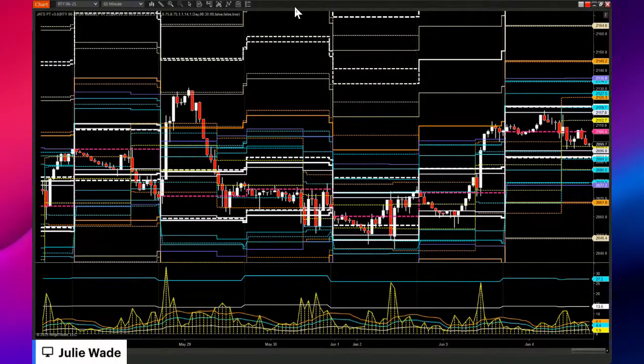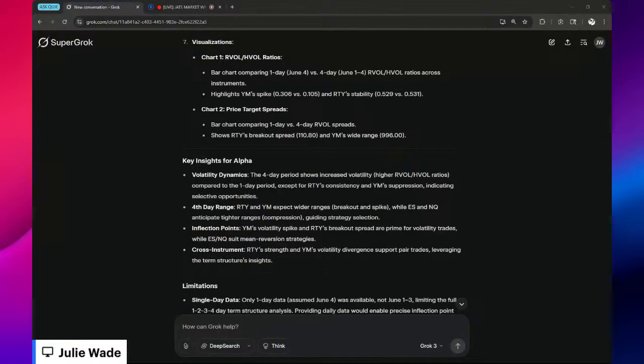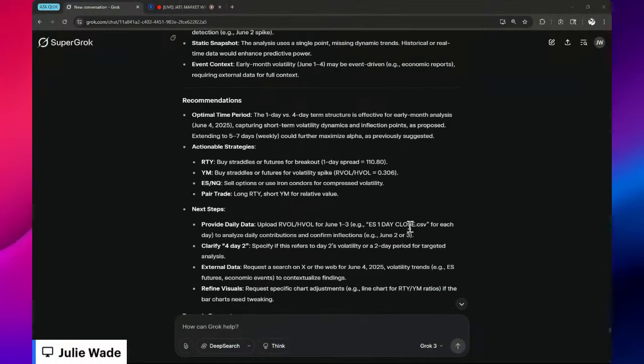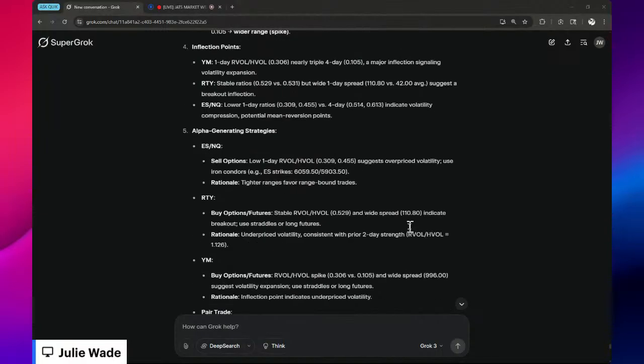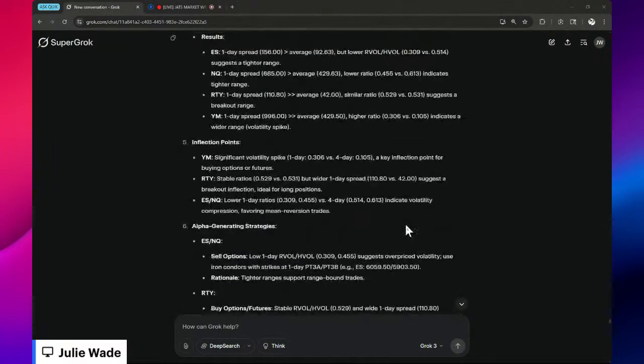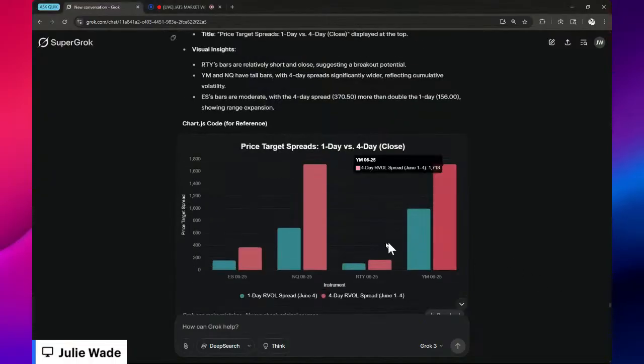So by using Jats PT, you can get some pretty good alpha by comparing the instruments and the time frames, and even get these skew charts that I've been getting to show you which instrument is showing the most promise.